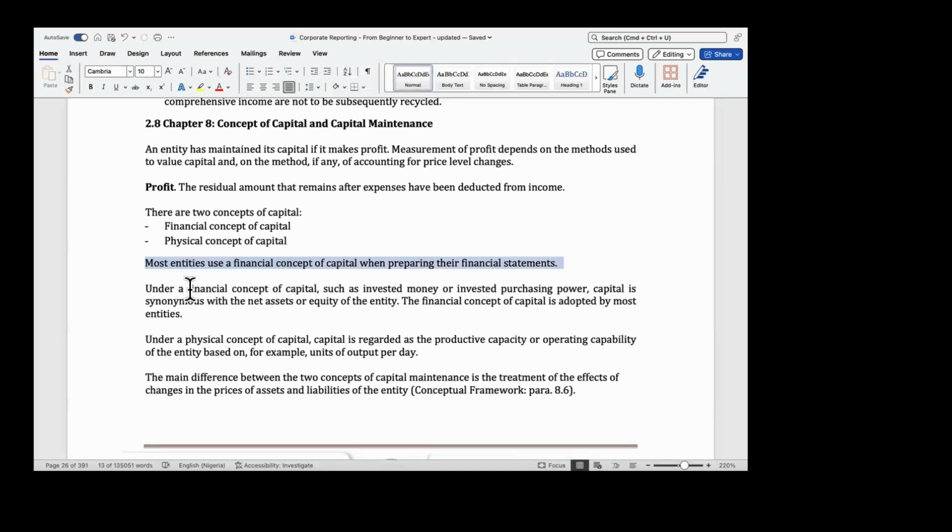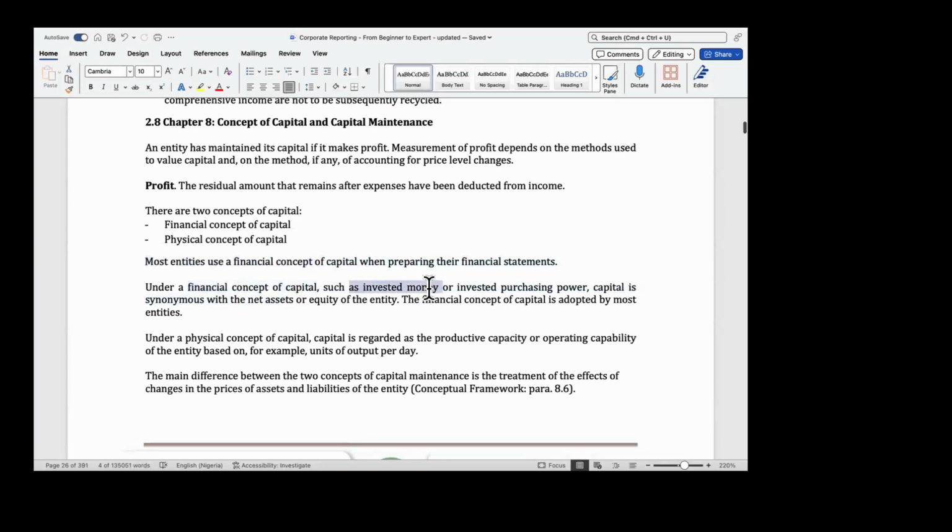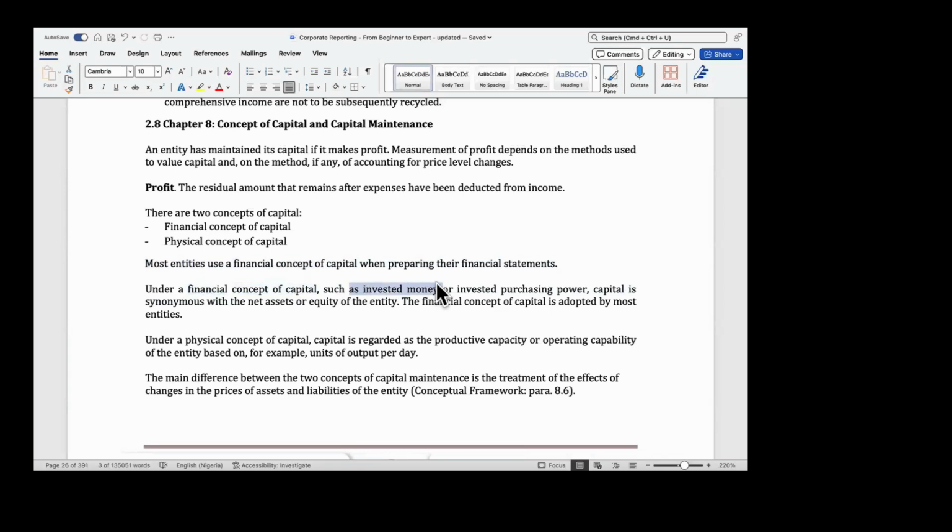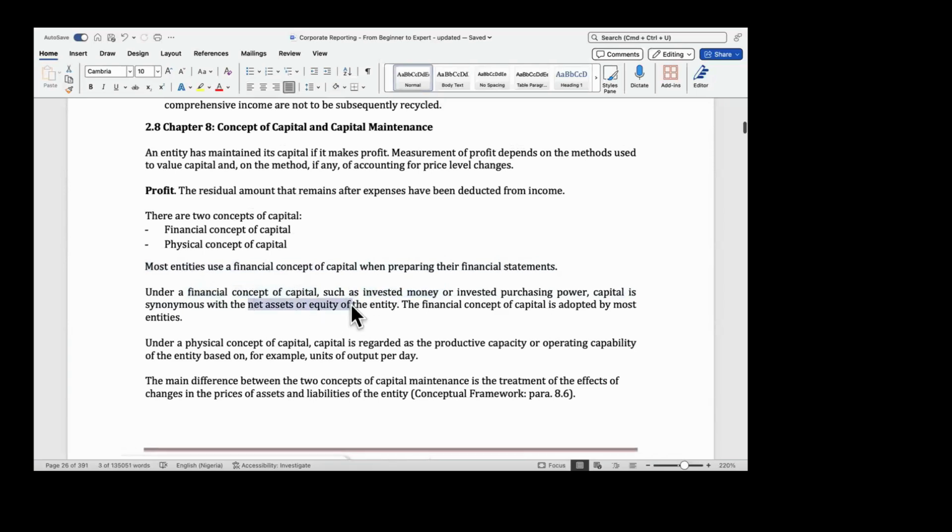Under a financial concept of capital, we see capital as the invested money or invested purchasing power. So capital is synonymous with net assets or equity. And that's the concept of capital adopted by most entities right now. So when you check capital, it's just the amount that is invested. It's not more than that. That's capital.